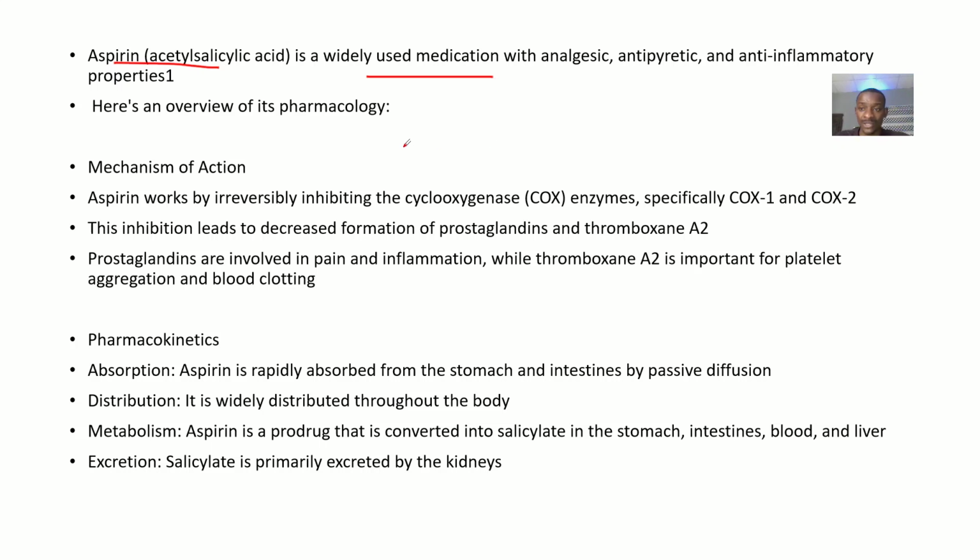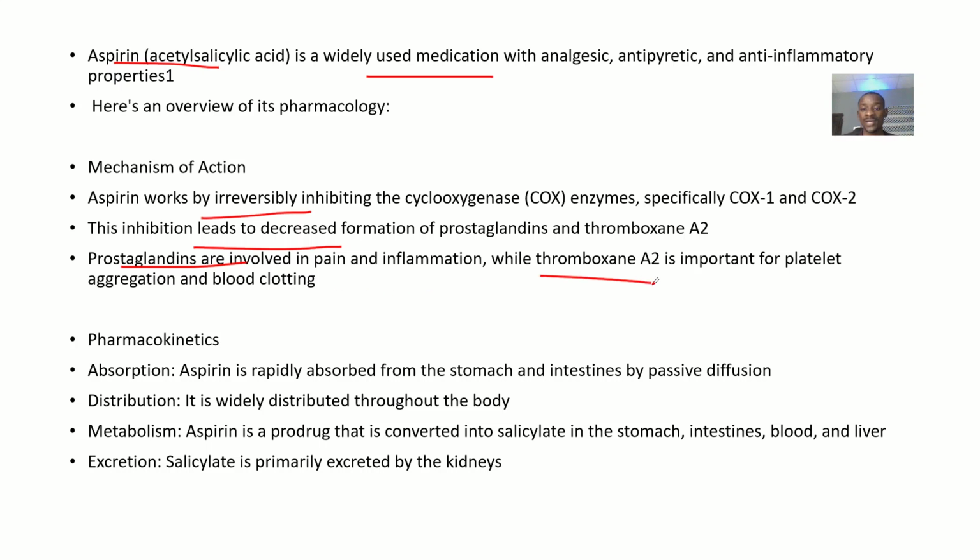So what is the mechanism of action of this drug? Aspirin works by irreversibly inhibiting cyclooxygenase enzymes, especially cyclooxygenase 1 and cyclooxygenase 2. Those are the enzymes involved in inflammation. If you inhibit the enzymes, it will stop inflammation. This inhibition leads to a decrease in the formation of prostaglandins and thromboxane A2. Prostaglandins are involved in pain and inflammation, so if you inhibit the enzymes, it will relieve pain and inflammation.